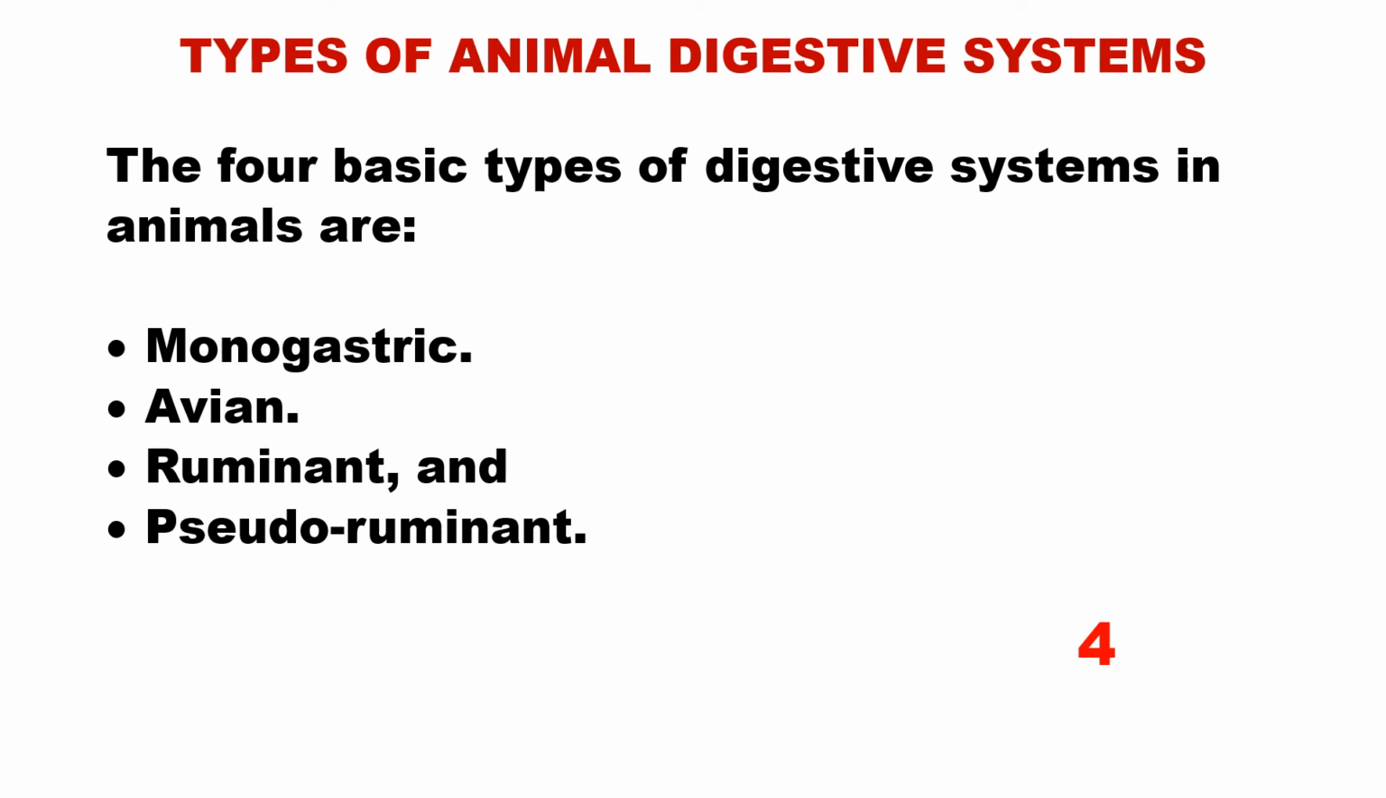Types of animal digestive system. The four basic types of digestive system in animals are monogastric, avian, ruminant, and pseudo-ruminant. Animals that have a single-chambered stomach are called monogastric animals. The avian digestive system is the digestive system found in all birds. The ruminants are those animals that have a four-chambered stomach, not a single stomach.